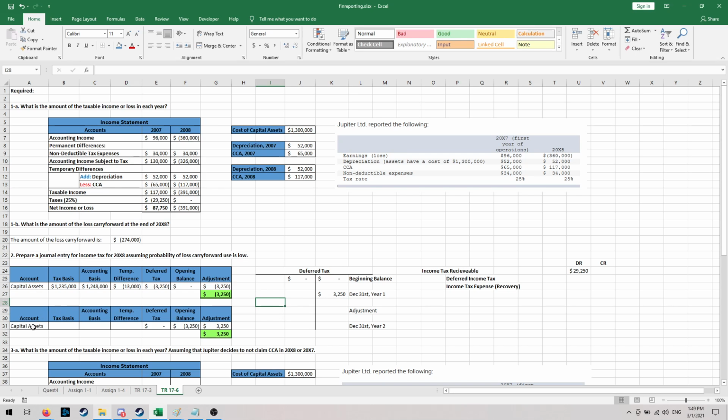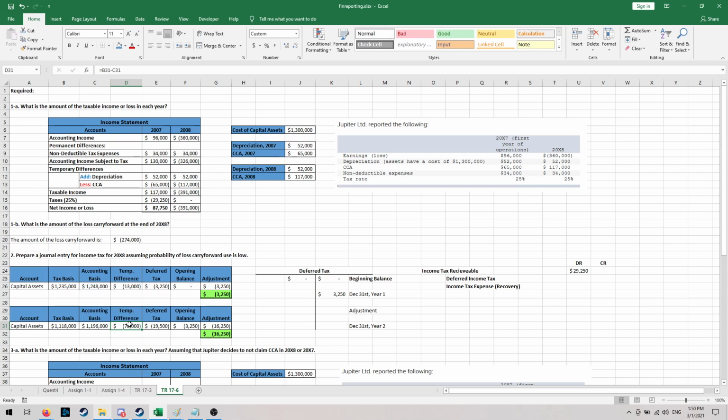So now we come into year two, in this case 2008. And remember that all of this accumulation, the depreciation and CCA will accumulate. So now the government thinks this asset is worth 1.2 million minus 117,000. And we think the asset is worth the 1.2 million minus 52,000. And this is going to give us a new temporary difference, this time of $78,000.